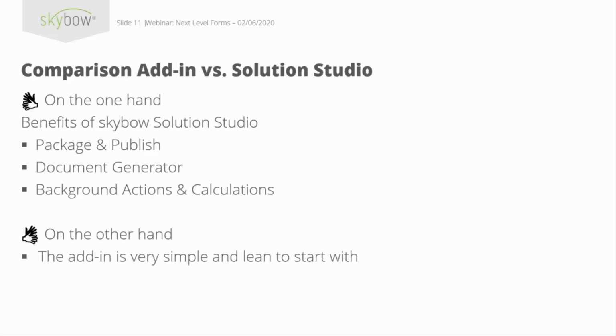But on the other hand, you just saw the add-in is so simple and lean to start with. So if you just want to use forms somewhere, you need to take care in this case, having no real package publish functionality, you often work on an open heart, so you work in production with the add-in. With the export import functionality, you will be able to work in development, export the form in development and import the form in production. But everything which is outside of the form, the lists, the columns and all that stuff, is not part of the export import functionality.